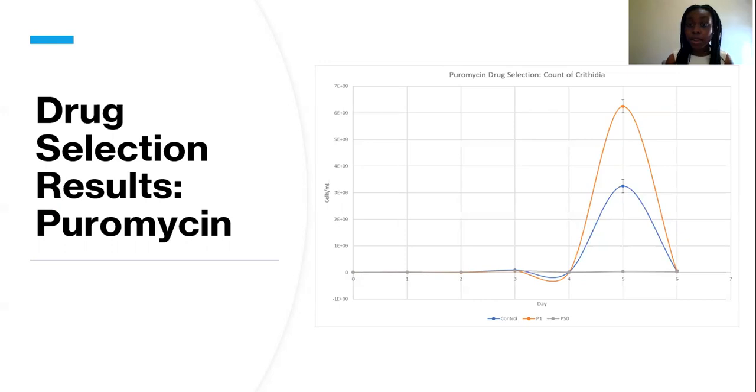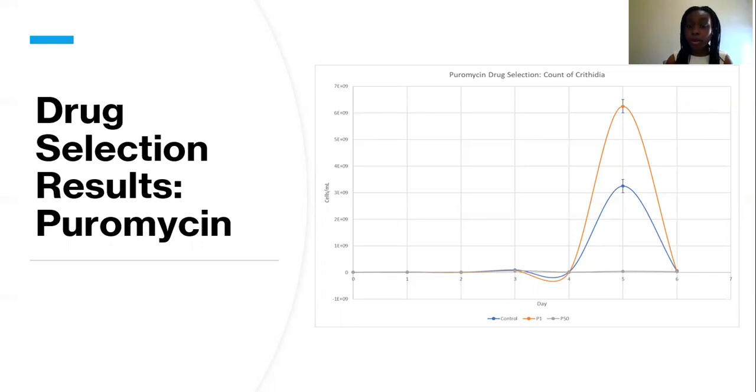As you can see by comparing each of our treatment groups to the control, our P50, or 50 micrograms per milliliter of puromycin, inhibited the growth of Crithidia, while our addition of 1 microgram per milliliter of puromycin led to an increased growth of Crithidia. We are not sure what led to this increased growth, but since it was seen in both of our replicates, we are assuming that since 1 microgram per milliliter is a very small concentration of drug, it is not enough to affect the growth of Crithidia.